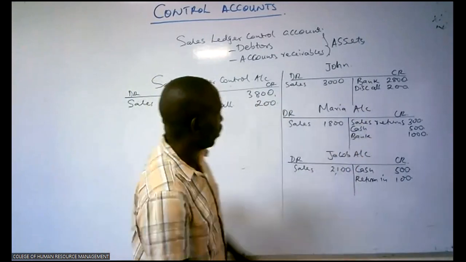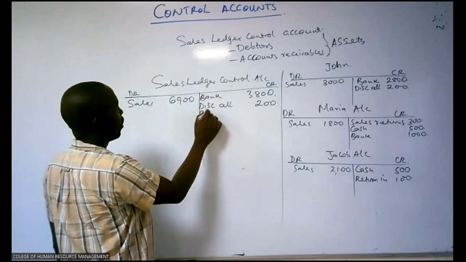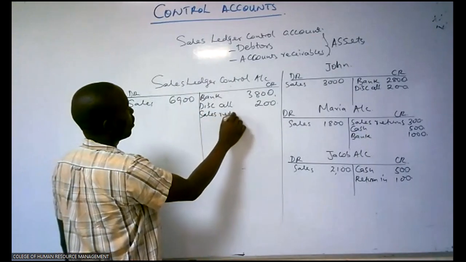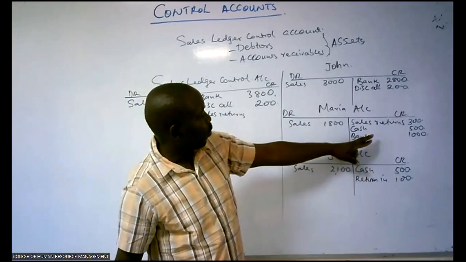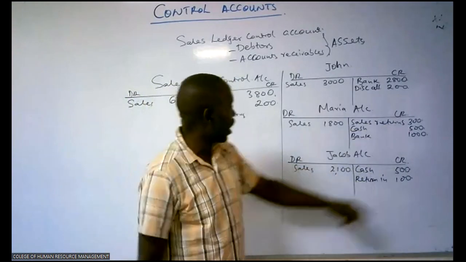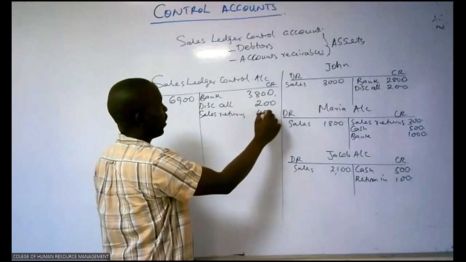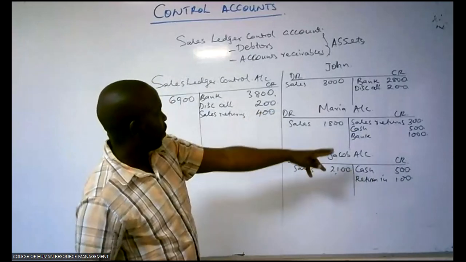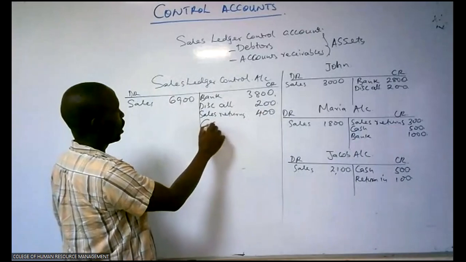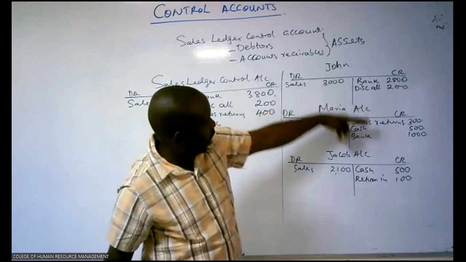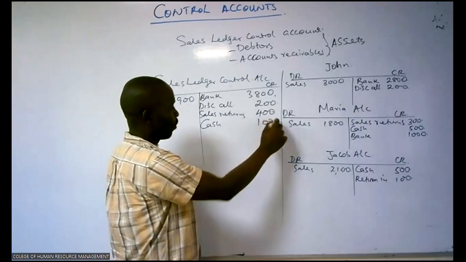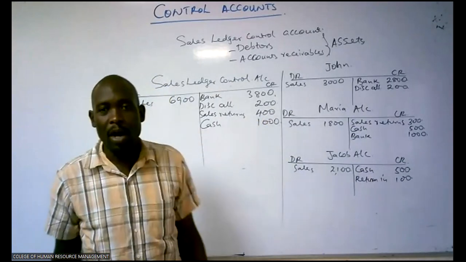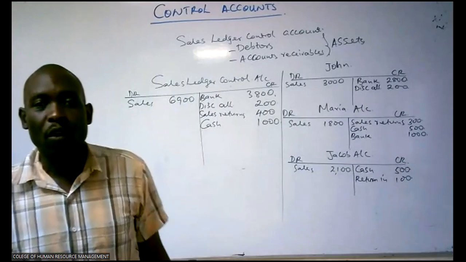Here we have got sales returns. Remember, sales return is the same as return inwards. We have got 300 plus 100, that is 400. Then we have got cash. Cash here we have 500 plus 500, 1,000. And that is what will be the sales ledger control account.